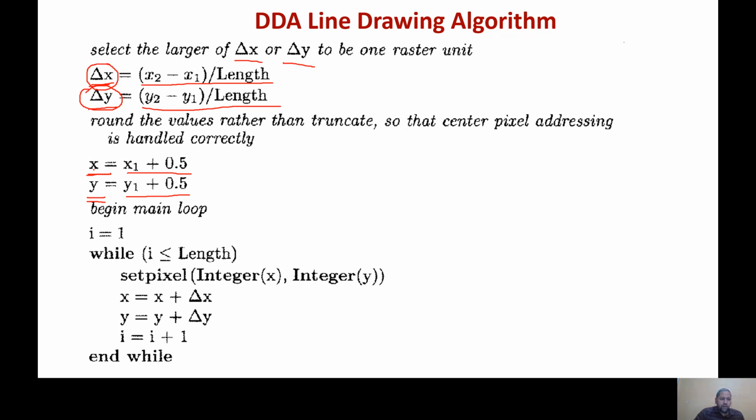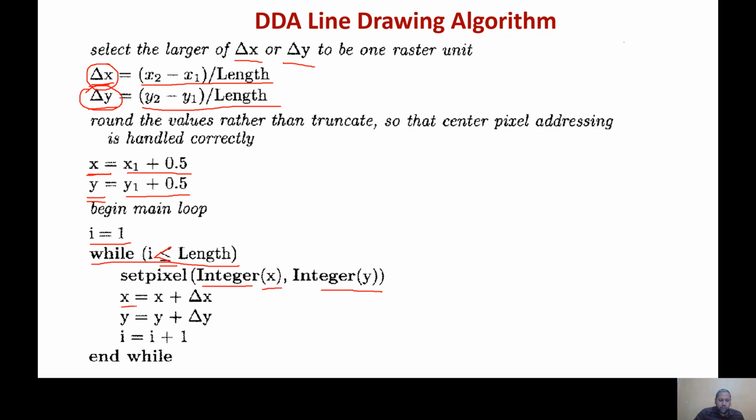After knowing the initial value of x and y, we are going to start with the loop. Obviously the value of i is assigned 1. The loop condition is i less than or equal to length, means i will move from 1 to length. As 0.5 is added, x will be floating point, y is also floating point. So in the set pixel or put pixel function, I just take the integer value of x and the integer value of y, and that pixel is drawn.